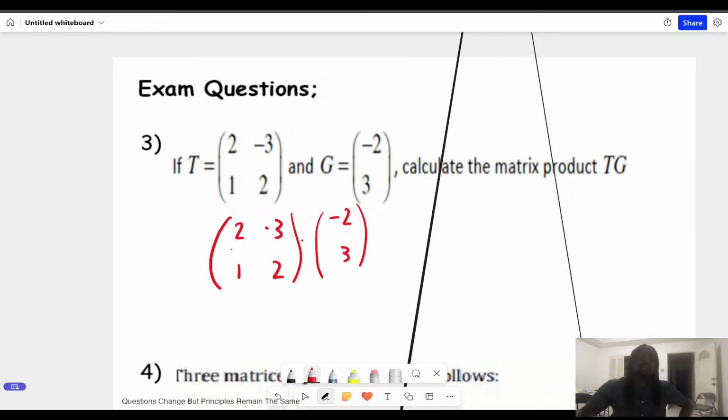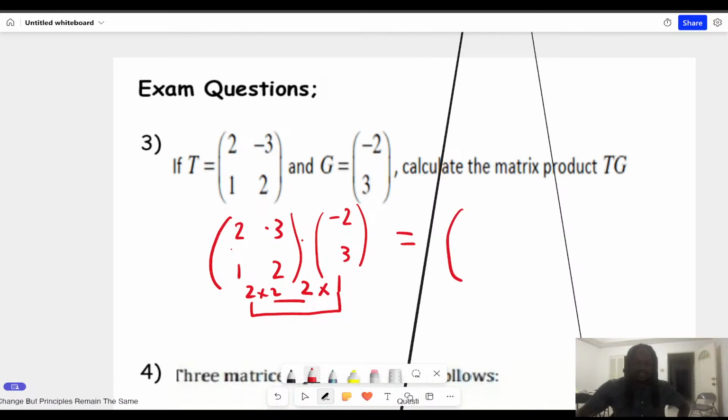Thank you. What's the order of the first one? 2 by 2. What's the order of this one? 2 by 1. These two things are exactly the same. That means the answer is going to be a 2 by 1. I don't know where that black thing comes from and it's not even coming up.